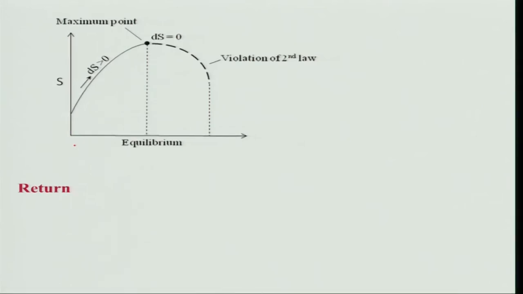For example, if I say that this is 100% reactant, and this will be 100% product. For example, I am taking hydrogen reacting with oxygen going to the product. The reaction will proceed as long as the change in entropy is greater than 0, but it will go till it reaches a maximum point where the change in entropy will be 0. This portion would be violating the second law of thermodynamics, therefore it cannot really take place. That means it will reach the equilibrium composition when the change in entropy will be 0, and that is valid only for an adiabatic system.